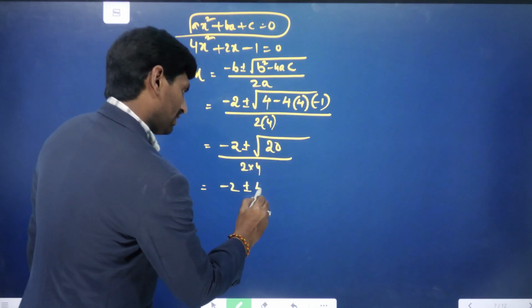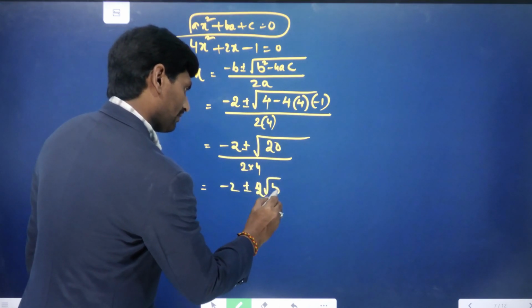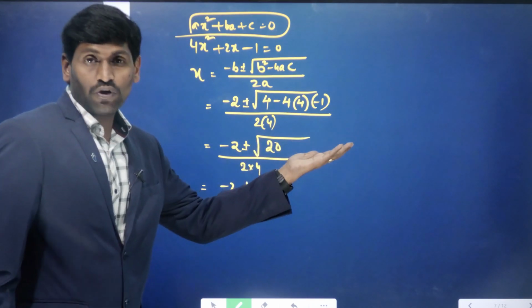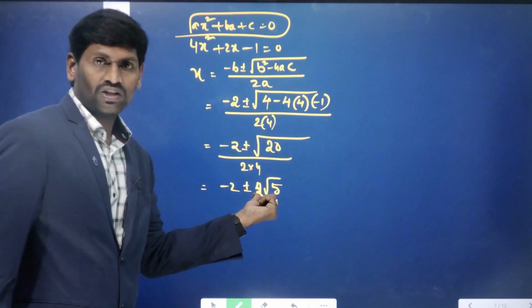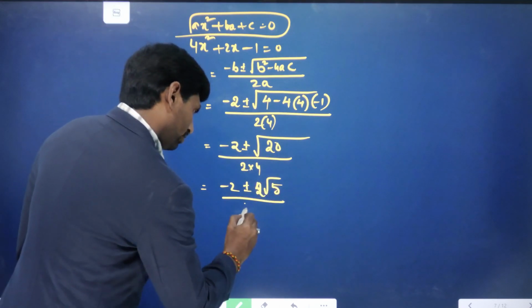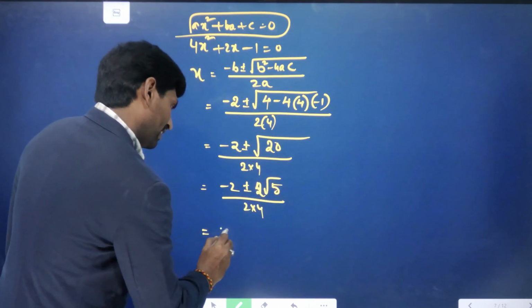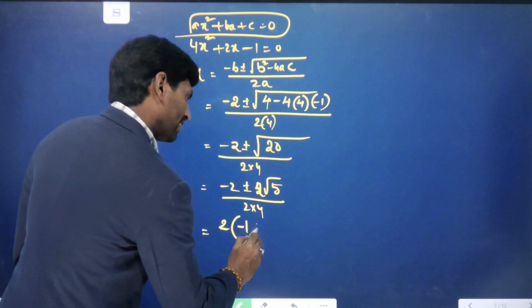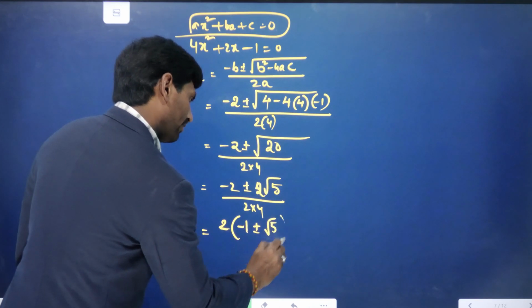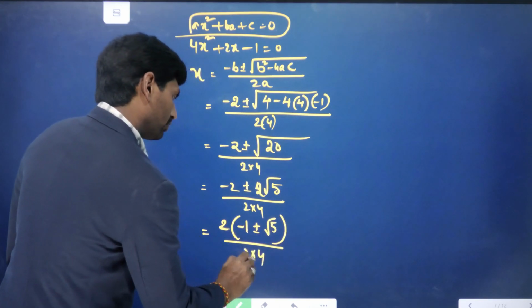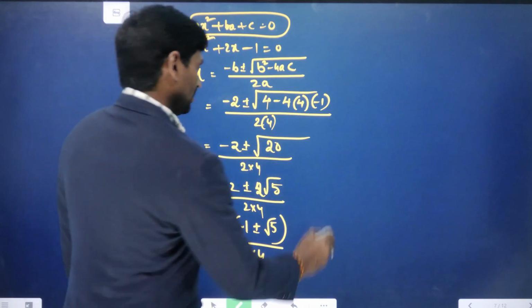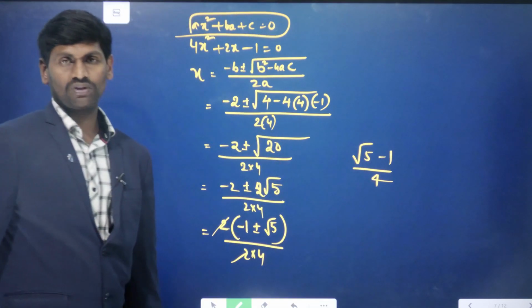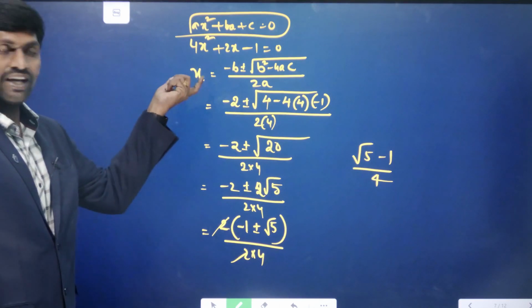So before that I can write 2 root 5. Am I right? Because 20 I can write as 5 into 4. 4 is a square number, so it will be 2 root 5 by 2 into 4. Take minus 2 as a common factor. We have minus 1 plus or minus root 5 by 2 into 4. Numerator 2, denominator 2 cancel. This one I am going to write as root 5 minus 1 by 4. This is the value of x.